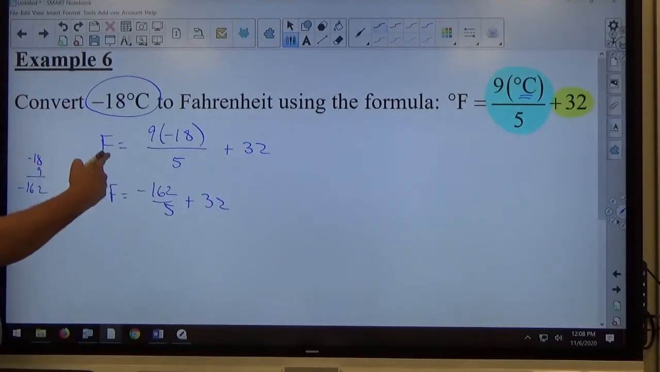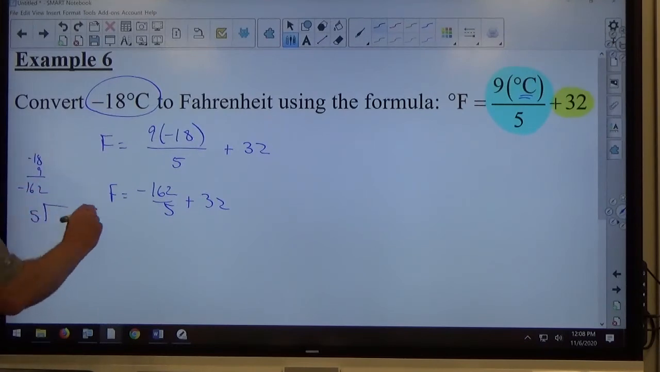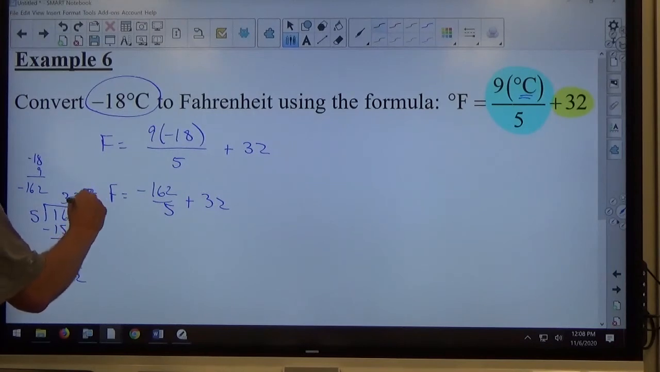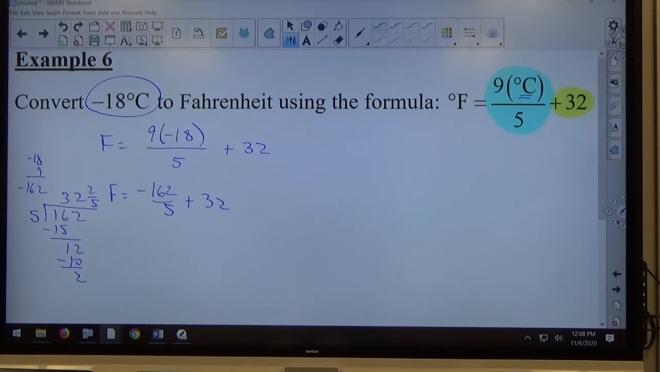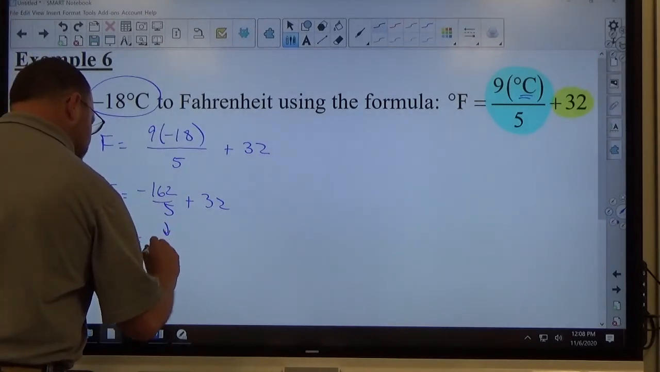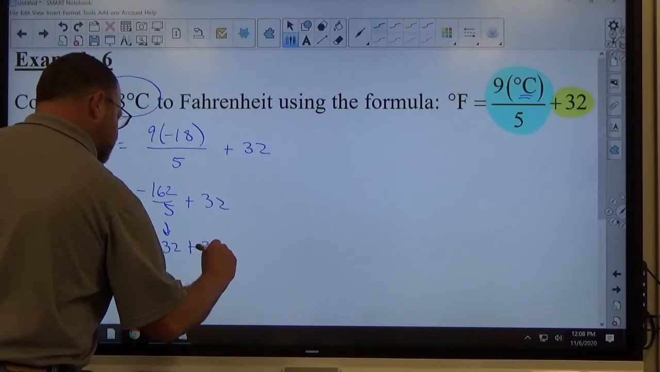Now that my fraction's in a good structure, single number over single number, now I'm going to do my division. I'm going to do 5 goes into 162. That'd be 3, 15, 12, 2, 10, 32 and 2/5, right? Again, I'm going to probably call that 32 because 2/5 is closer to 0 than it is to 1. 0/5, 5/5, 2 is closer to 0 than 5, right? So I'm going to make this into negative 32 plus 32.